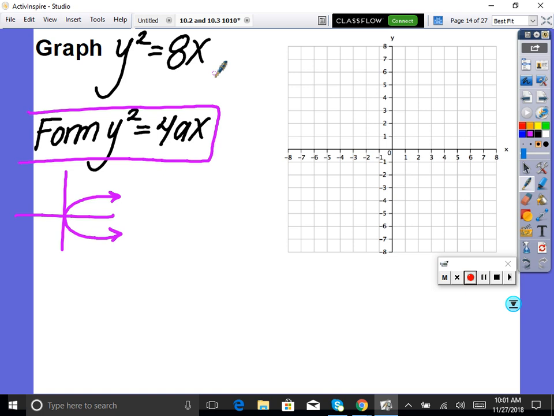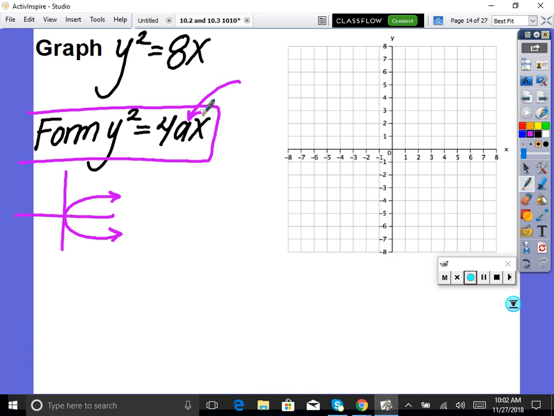Yes? When we're not given the form of it, how do we know that it's the positive one, not the negative one? Just always go with the straightforward one. So if it's positive, go with the positive one. If it's negative, go with the negative one. Good question.